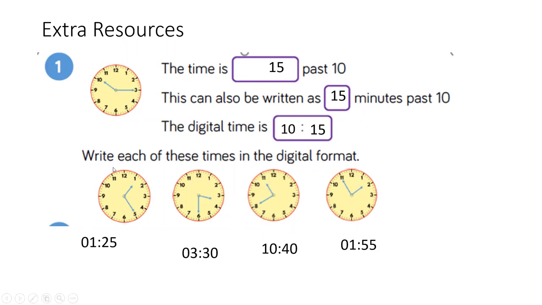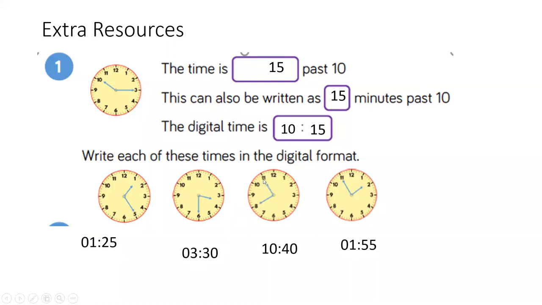And then the next question, write each of these times into the digital format. So we'll do just as we did for our explanation. The hour hand is traveling from the 1 to 2, so we put the 1 first. How many minutes past? 5 lots of 5 is 25, 1:25. This one, the hour hand is traveling from the 3 to the 4. So we write the first hour first. So it's 3. How many minutes passed? So it's 6 lots of 5. So it's 3:30.